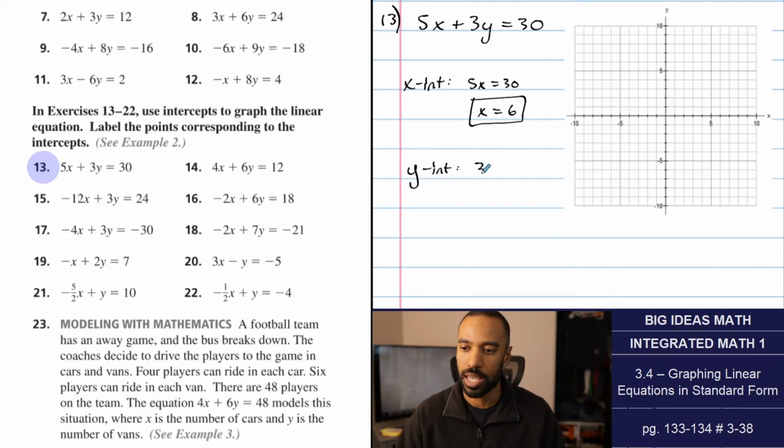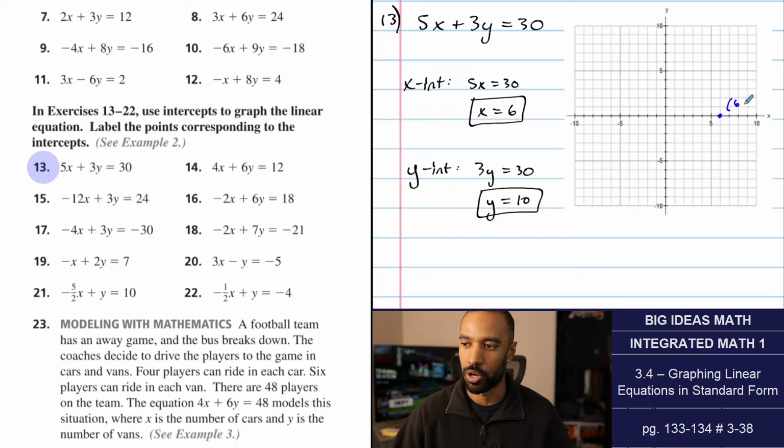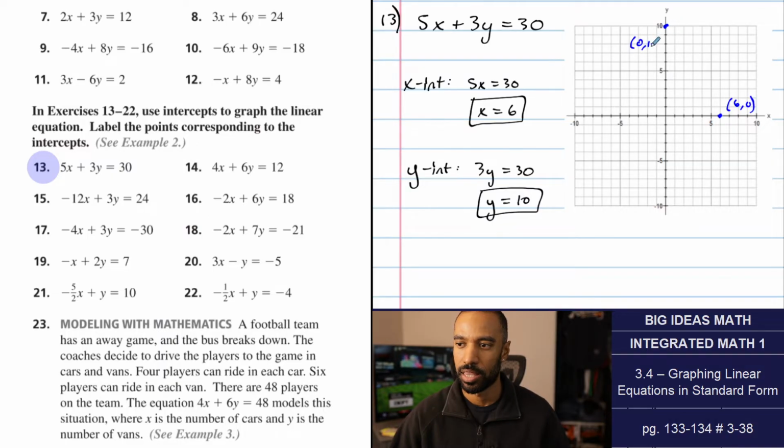Anyway, the y-intercept, you set x equal to 0. We get 3y equals 30. If I divide both sides by 3, I get y equals 10. Now, we've talked about what these points are when we draw them. The x-intercept of 6 means there's a point on the graph that's 6, 0, right here. The y-intercept is the value of y when x equals 0. That's 0, 10, like this. There's the y-intercept. And we can draw a line through these 2 points. This is where you use a ruler. Use a ruler, draw a line through those 2 points.